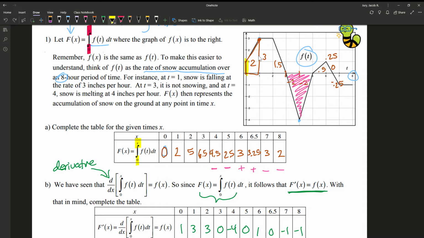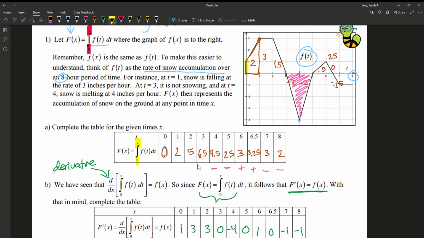We'll accumulate 3 more inches from 1 to 2, and we'll have 5 inches of snow accumulated, maybe on our nice lovely porch in the middle of this month here. Hopefully not, that would be pretty disgusting.